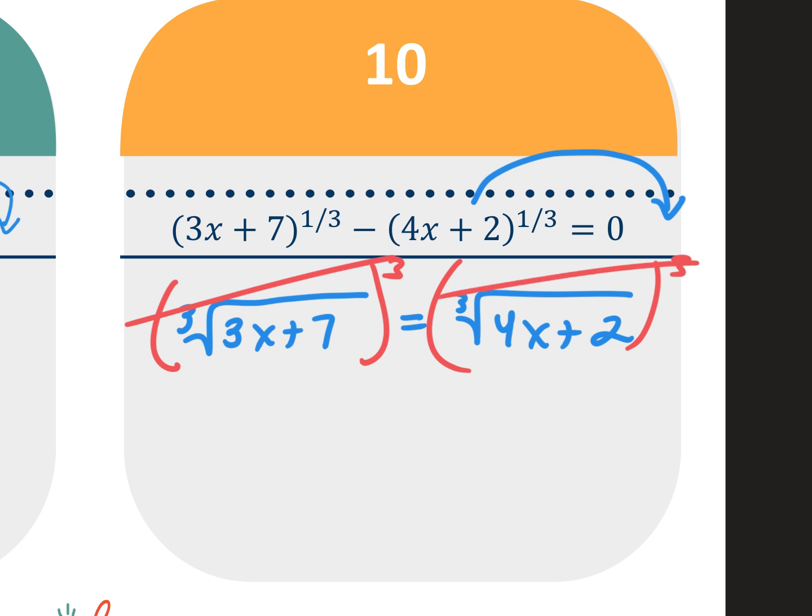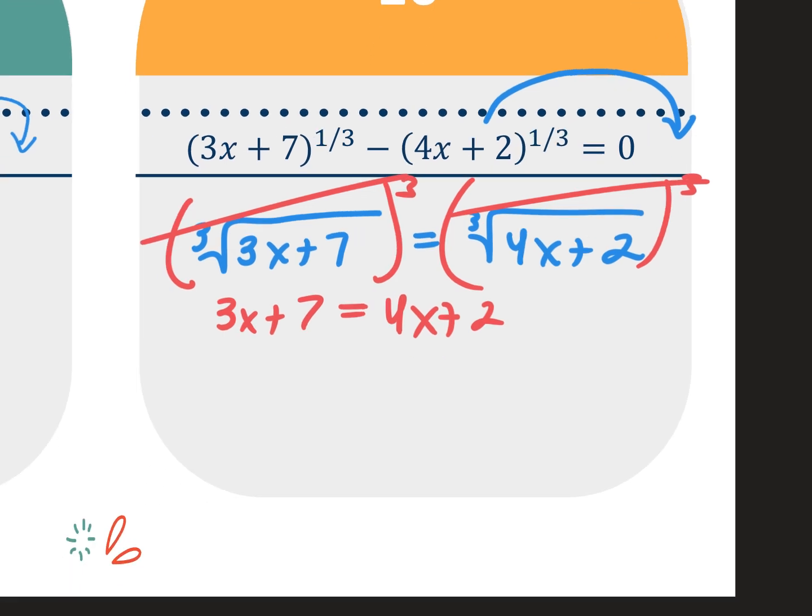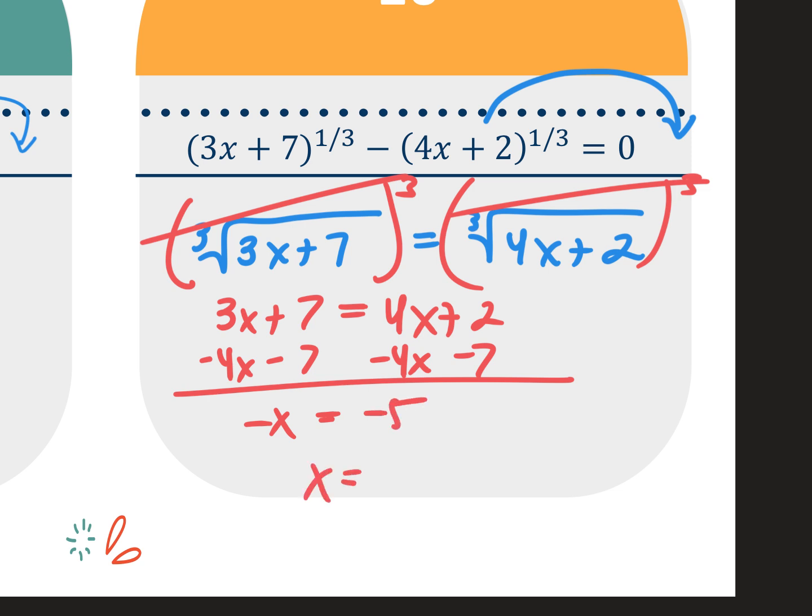This cancels, this cancels. We have 3x plus 7 equals 4x plus 2. How many answers am I going to have here? One. Good. Move x's to one side, guys. Numbers to the other. It doesn't matter which way. I always like to move x's to the left. You don't have to. So I have negative x equals negative 5. So what's x equal? Perfect.